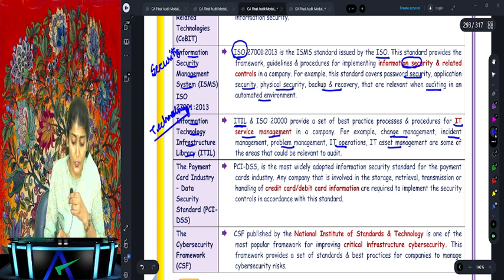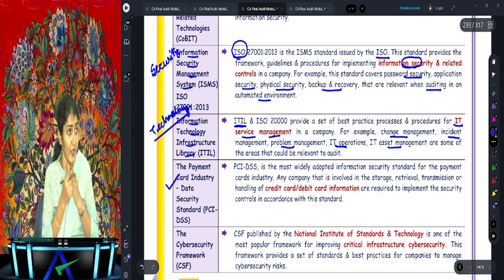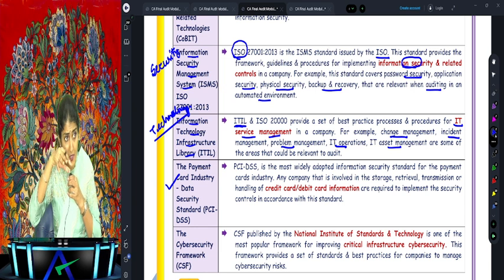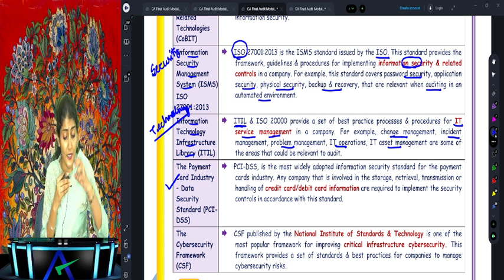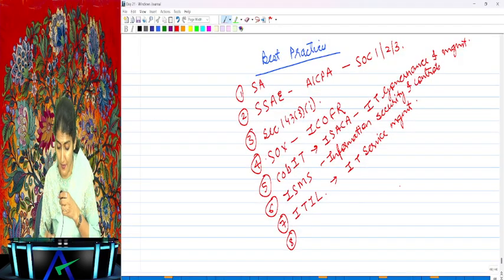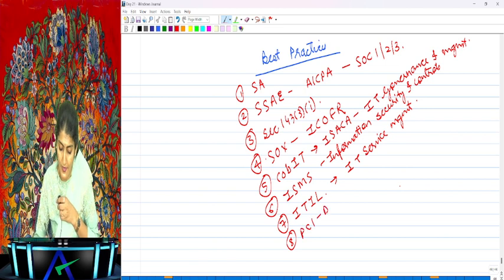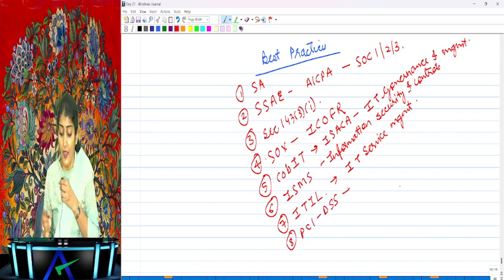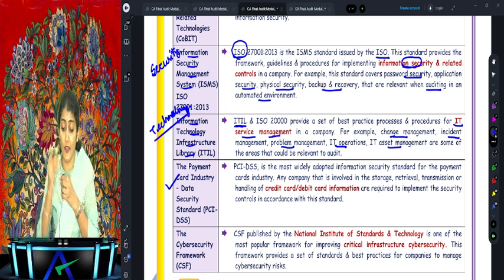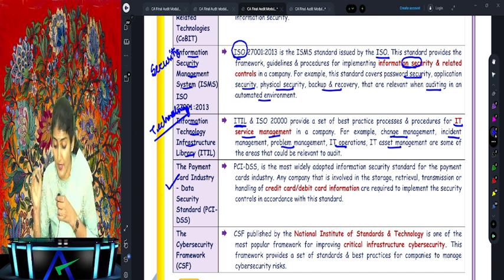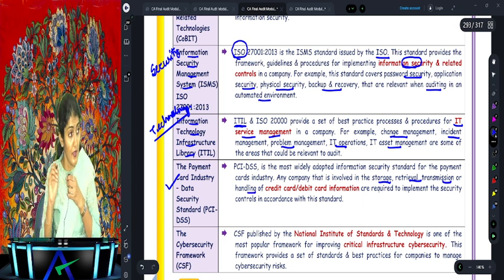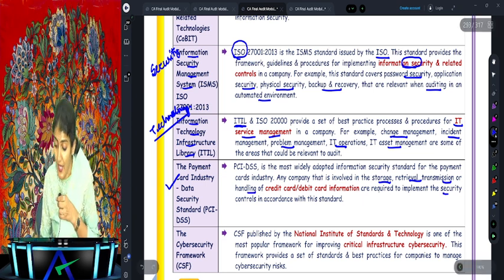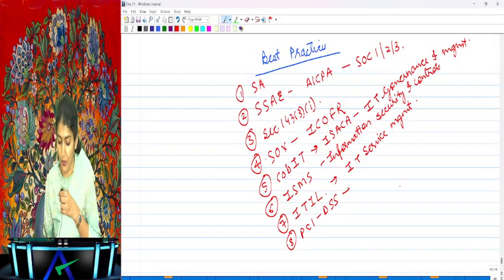Then, when you put your debit or credit card information online, do you think it would be secure? They also ask whether you would like to save it for future payments. Obviously for that there is the Payment Card Industry Data Security Standard, the PCI DSS. Any company that is involved in the storage, retrieval, transmission, or handling of credit card and debit card information has to implement the security controls in accordance with this standard.